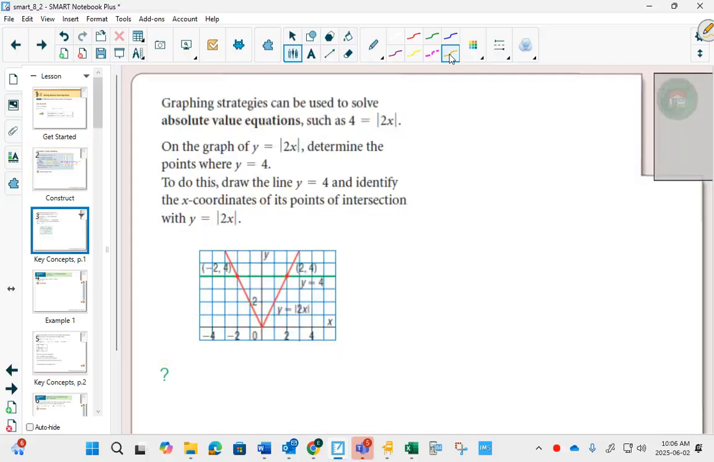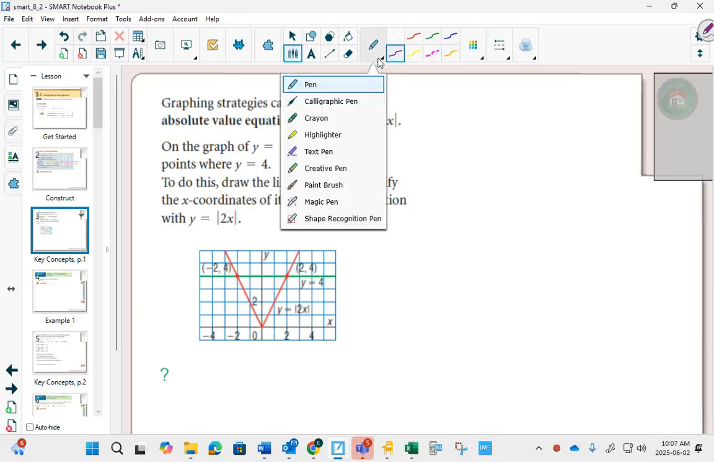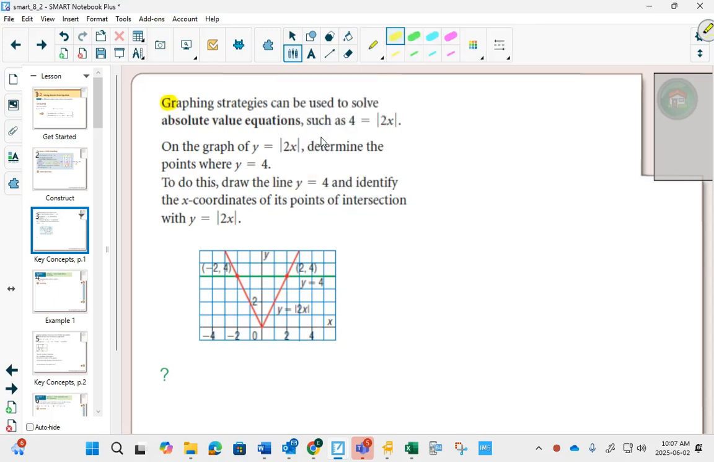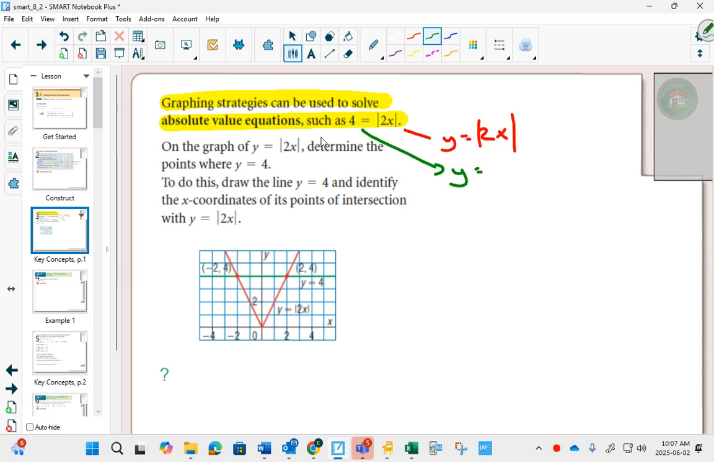So at the bottom of the page it says that graphing strategies can be used to solve absolute value equations. So an absolute value equation is an equation that has an absolute value in it, and the graphing strategy says, can you graph y equals the absolute value of 2x and y equals 4 at the same time.